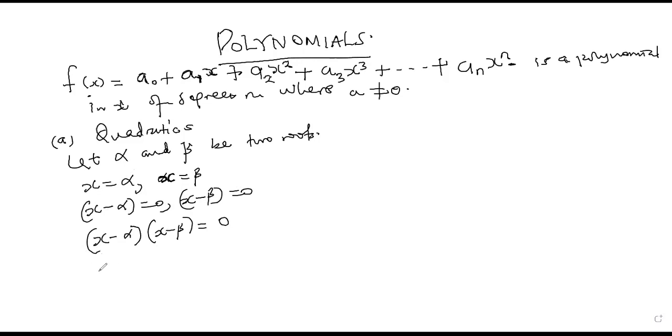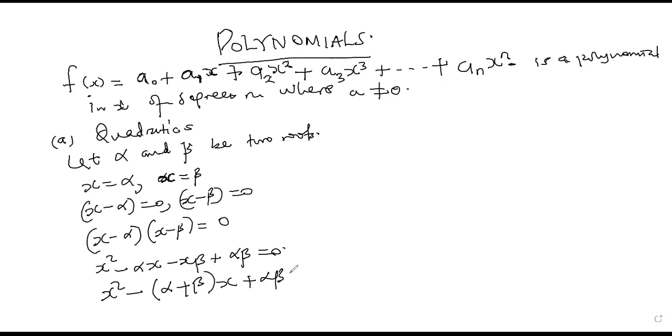By expanding this, you will get what we call a quadratic polynomial. And how do we expand it? It will be x squared minus alpha x minus beta x plus alpha beta, this is equal to 0. So by working on it, it will be x squared, here the minus is common, I can factorize out alpha plus beta, and then x, then plus alpha beta, this is equal to 0. This is what we call a quadratic polynomial.